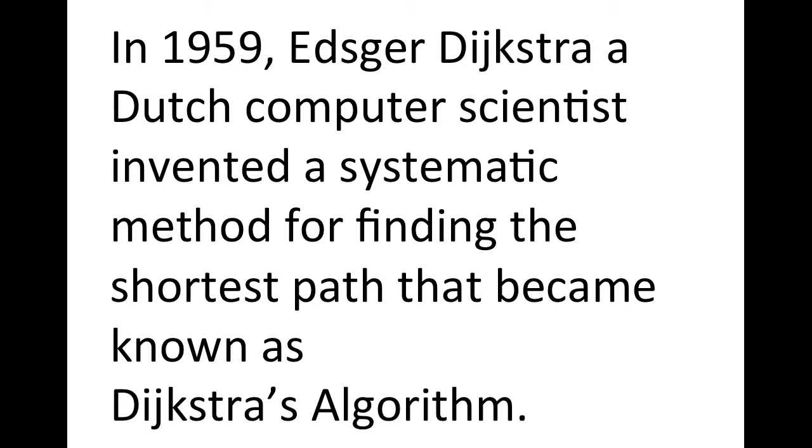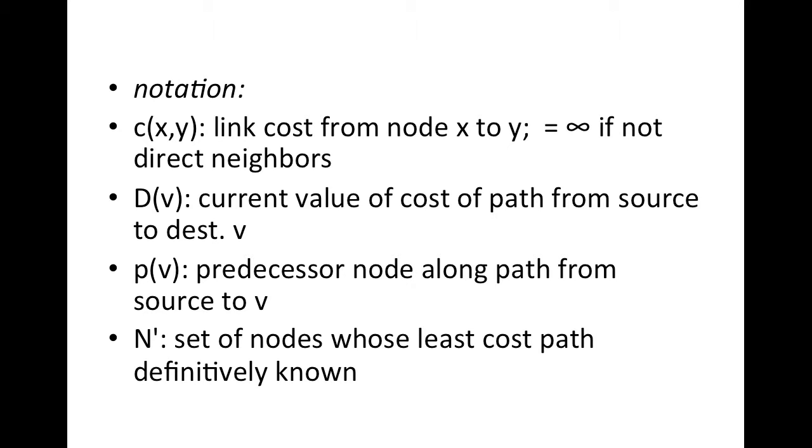as Dijkstra's algorithm. The notation for this algorithm goes like c(x,y), meaning link cost from node x to y. It is equal to infinity if not direct neighbors. D(v), current value of cost of path from source to destination. p(v), predecessor node along path from source to v. And N prime, set of nodes whose least cost path definitely known.